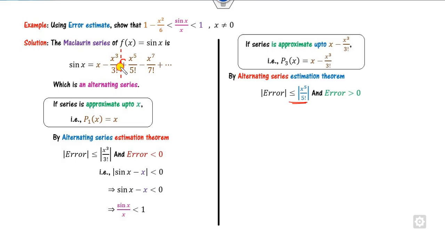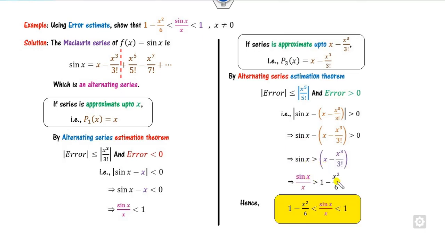And since this is positive, the error is positive. In this case, what will be the error? Actual value is sin x, truncation is x minus x cube over 3 factorial, which is a positive number. So we can solve that. If you divide both sides by x, you will get this number. So from this equation number 2 and from equation number 1, we will get the desired result.